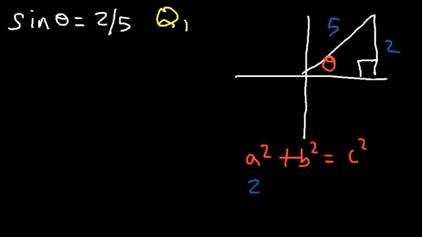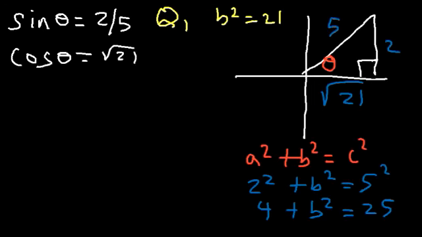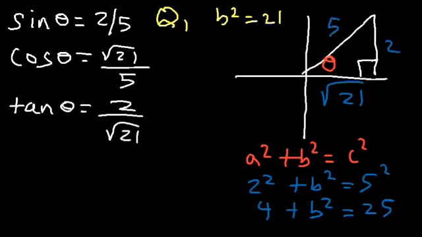we could say that A is 2, we're looking for B, and C is 5. So 2 squared is 4, 5 squared is 25. 25 minus 4 is 21. So B squared is equal to 21, which means that B is the square root of 21. So that's the missing side. So now let's find cosine. Cosine theta is going to be adjacent over hypotenuse, so that's root 21 over 5. Tangent theta, that's opposite over adjacent, that's 2 over root 21. And you got to rationalize it, so this is going to be 2 root 21 over 21.